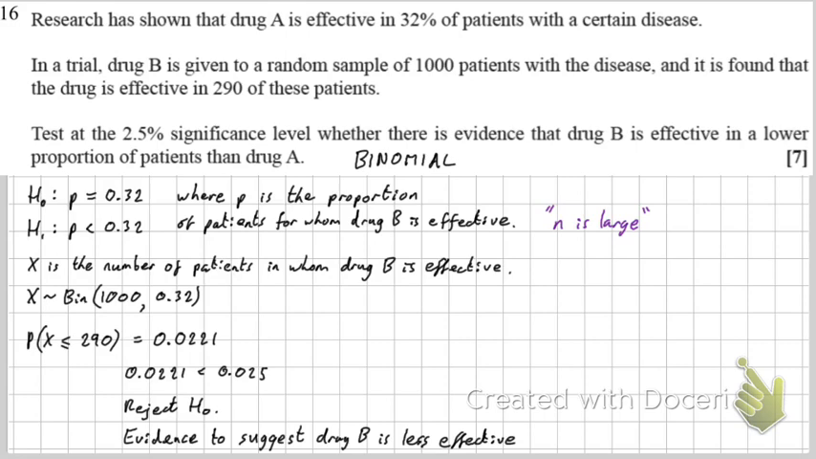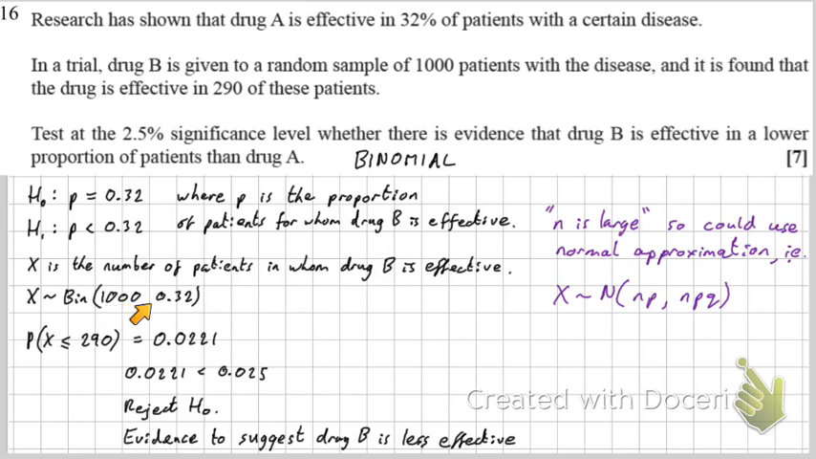There's the phrase to use if sometimes questions say, why are we allowed to use a normal approximation here? And you just need to write that there. n is large. Our normal approximation is X is normally distributed, np is the mean, and the variance is npq, where q is 1 minus p. So np, using our n and our p from here, gives us these two values, 320 for the mean and 217.6 for the variance.